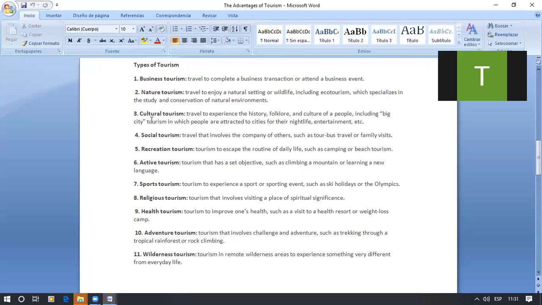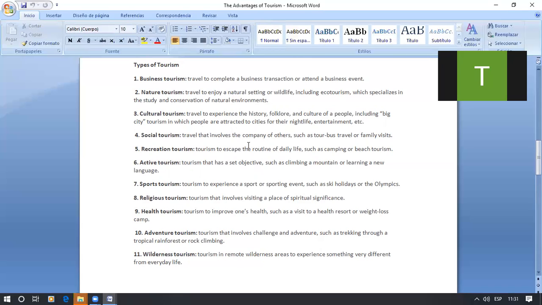And then we have in number 3, cultural tourism, which is very common, right? There are people who like to know about the history of a place. They like to know about the folklore, music, and the culture of a people. This is what we call cultural tourism, right? And people here are attracted to cities for their nightlife, also for their entertainment, for different things.